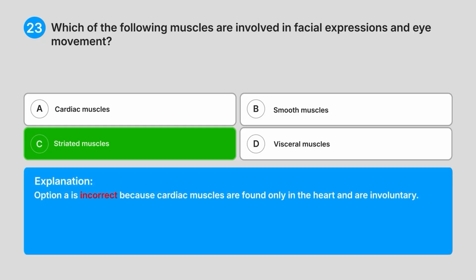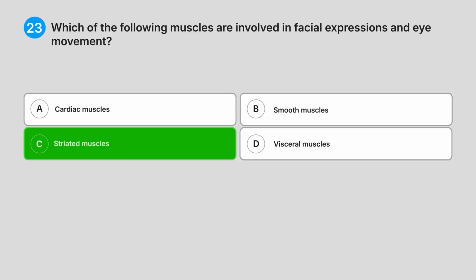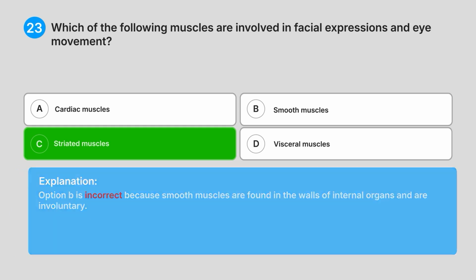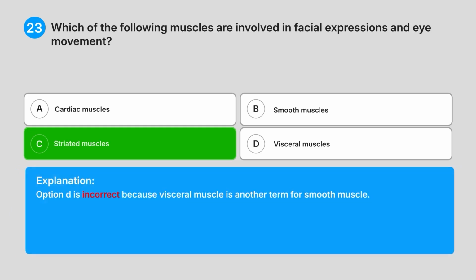Option A is incorrect because cardiac muscles are found only in the heart and are involuntary. Option B is incorrect because smooth muscles are found in the walls of internal organs and are involuntary. Option D is incorrect because visceral muscle is another term for smooth muscle.